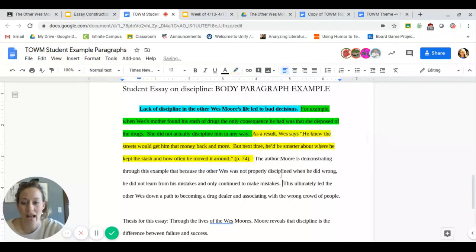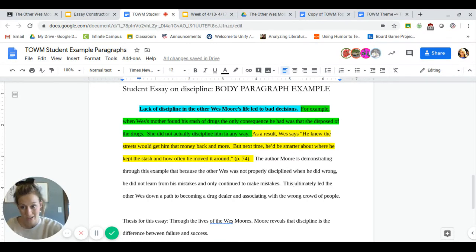And so after evidence, what comes next? Your tie-up. And remember, your tie-up shows how your evidence supports your claim, which supports your thesis. I was just getting ahead of myself. So the tie-up here: the author Moore is demonstrating through this example that because the other Wes was not properly disciplined when he did wrong, he did not learn from his mistakes and only continued to make mistakes. This ultimately led the other Wes down a path to becoming a drug dealer and associating with the wrong crowd of people.